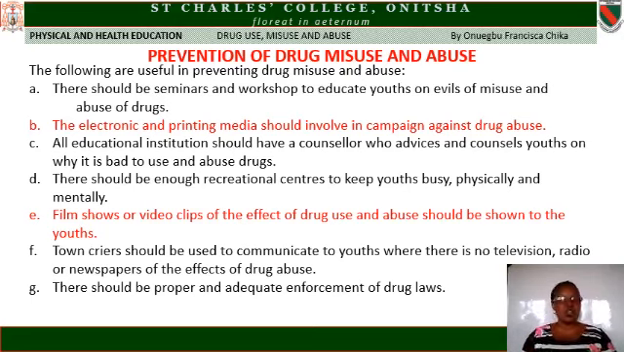Then film shows or video clips of the effects of drug use and abuse should be shown to the youth. As I've said before, the youth will like to see the videos, or they should be shown those video clips where these people abusing or misusing drugs, how they look or where they find themselves.